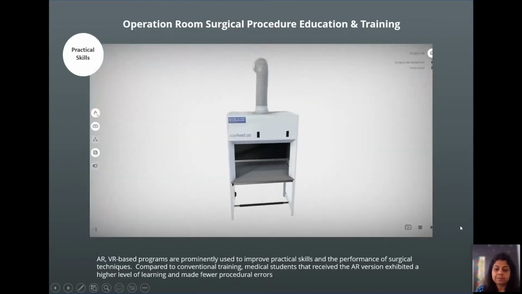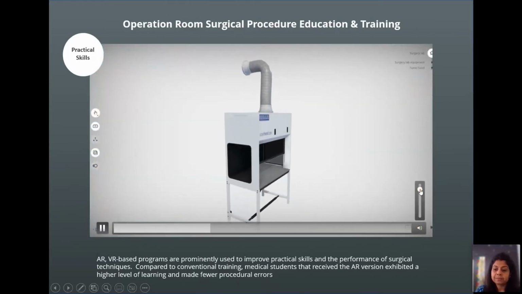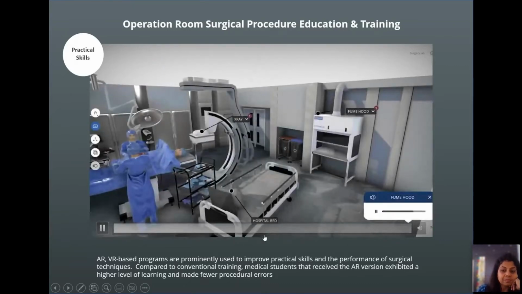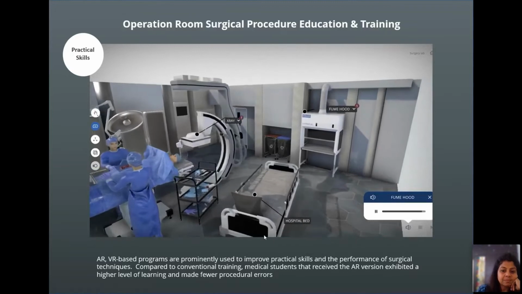Fume hoods protect workers by containing vapors, dusts, gases, and fumes generated within the hood and removing them as air flows into the hood and then out via the laboratory exhaust system.